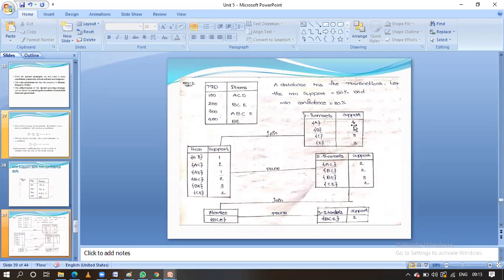A is repeated 2 times, if you observe, B is repeated 3 times, C is repeated 3 times, D 1 time, and E 3 times. Based on the minimum support, which one have they eliminated? D they have eliminated. Since the minimum support is 2, if we take all of these, A, B, C and E, we are going to take it, guys.